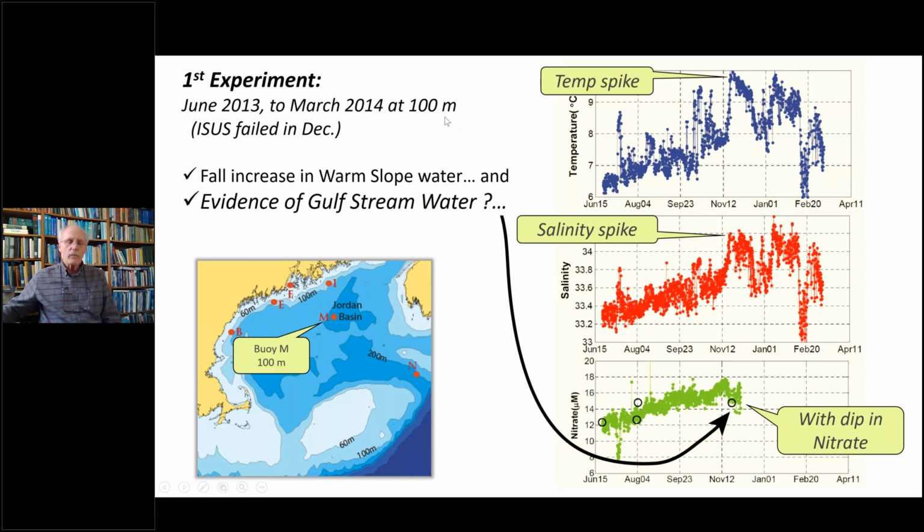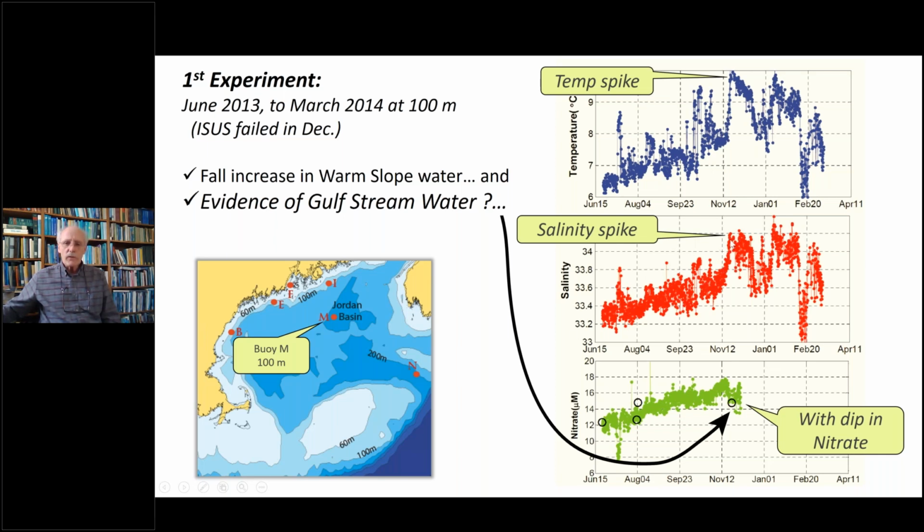2014 at 100 meters. And the ISIS data are shown below, but it failed in December that year, so that's where the data end. The circles here are calibration water samples taken at sea at the depth of this sensor. So the thing to notice is we see this general trend that Bigelow described earlier, where warm slope water tends to come into the Gulf of Maine in the fall.